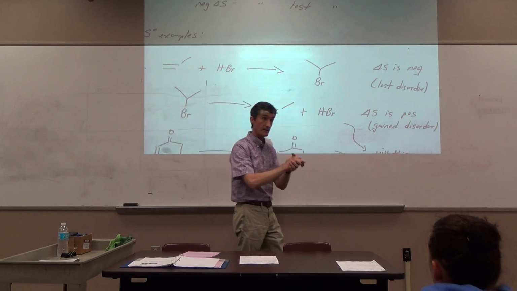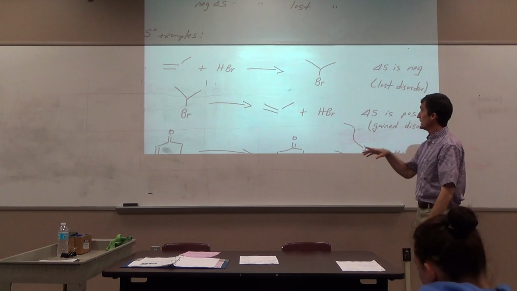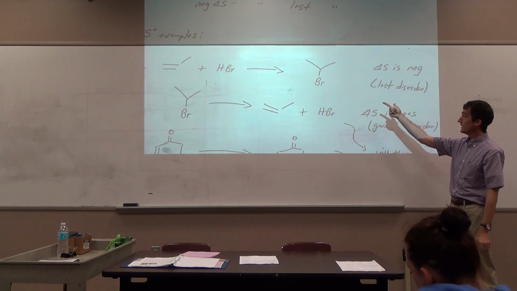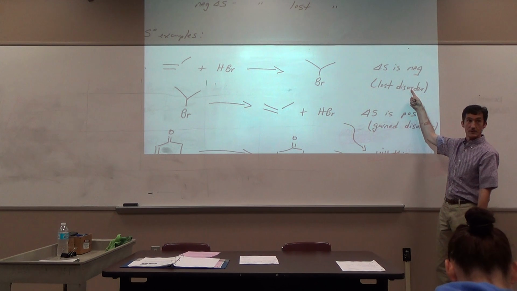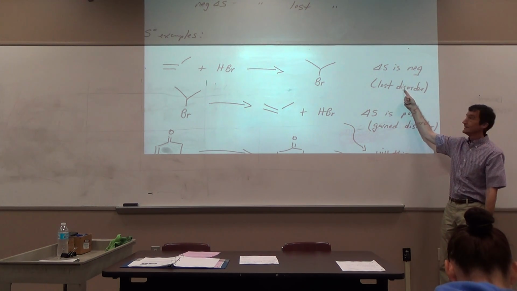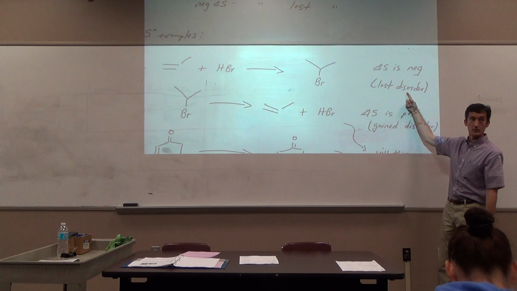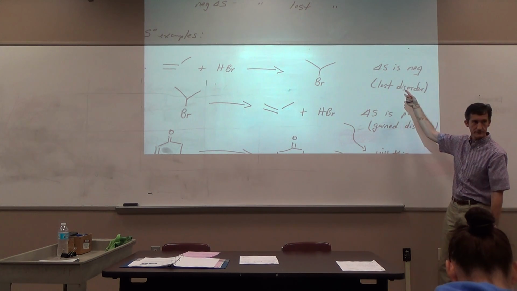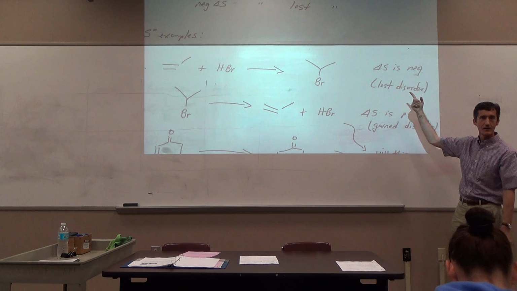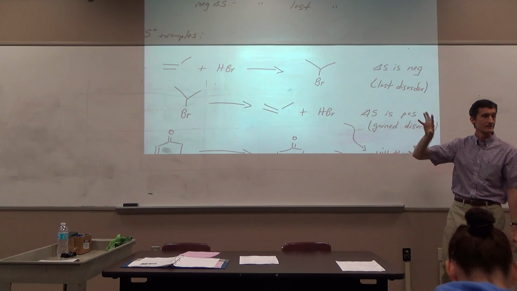Two things coming together to make one. So it became more ordered. That means it's lost disorder. That's a double negative, right? If it's lost disorder, delta S is negative. It's losing. Okay? You got to get the double negatives and all that right.